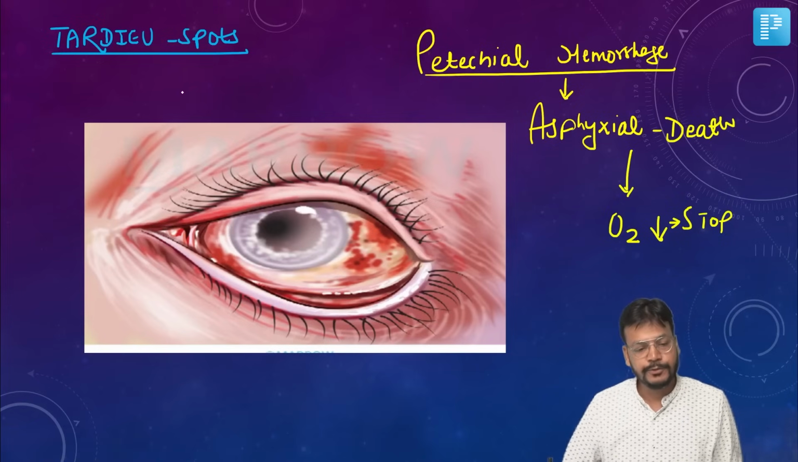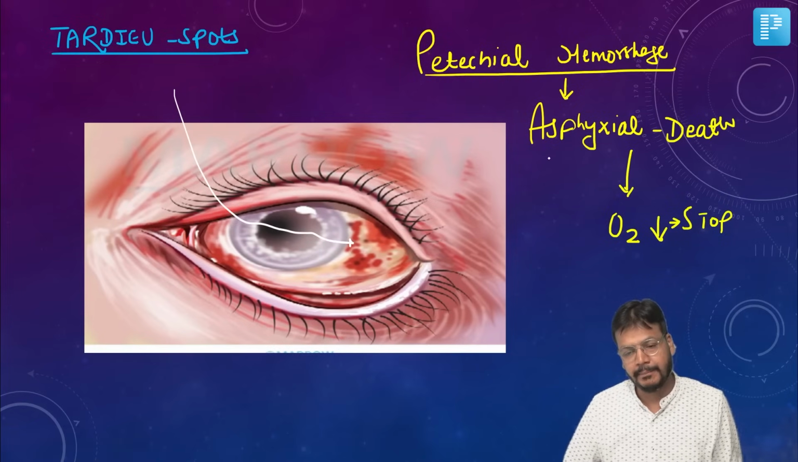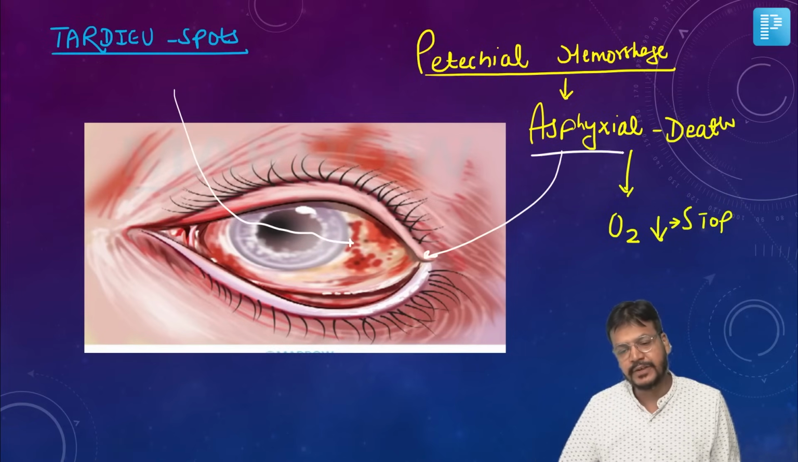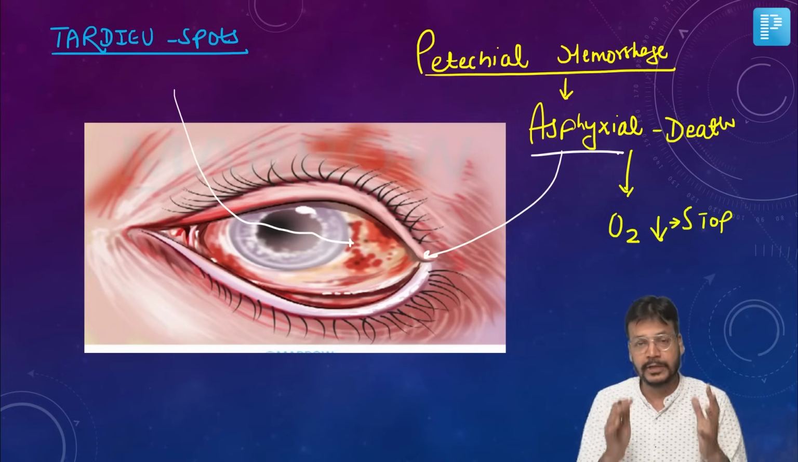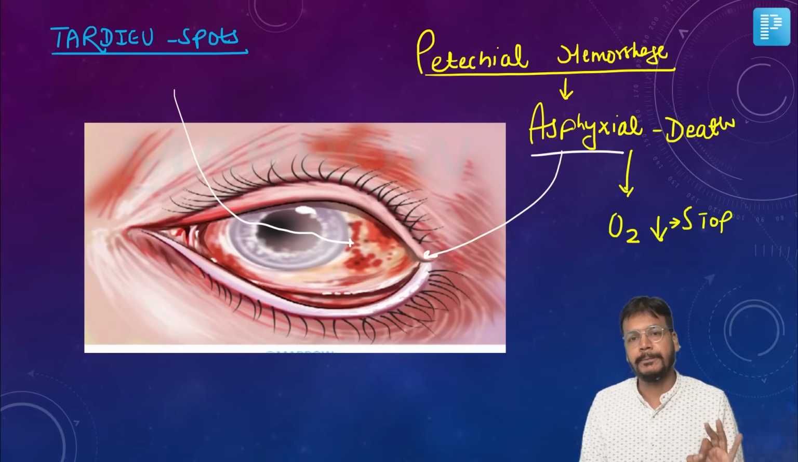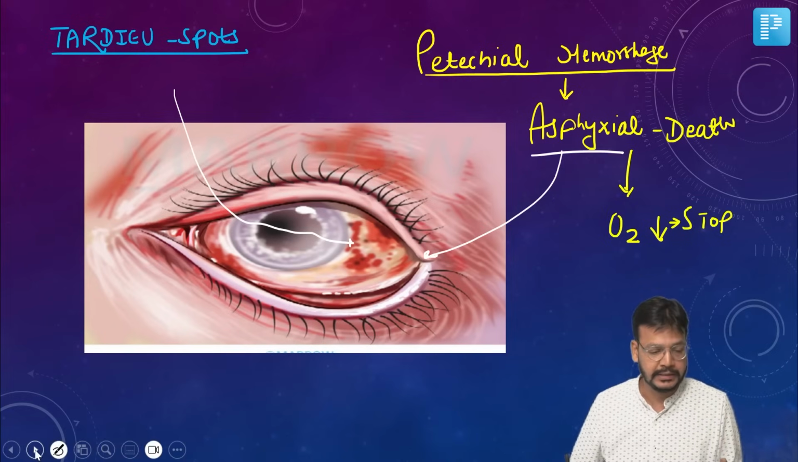Sir, Tardieu spots are actually petechial hemorrhages, and these are seen in asphyxial death when your oxygen supply stops, due to venule rupture. Venule rupture, asphyxial death, a very common finding is Tardieu spots.